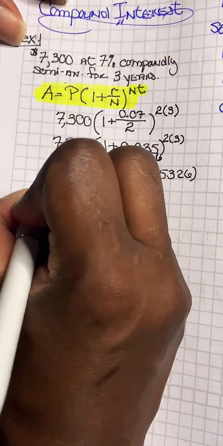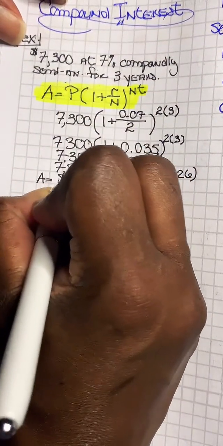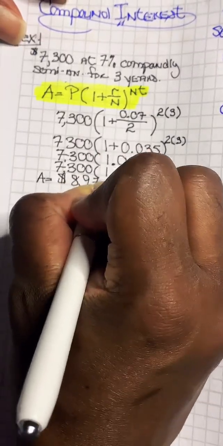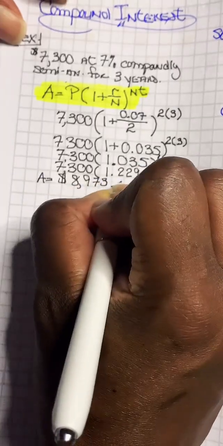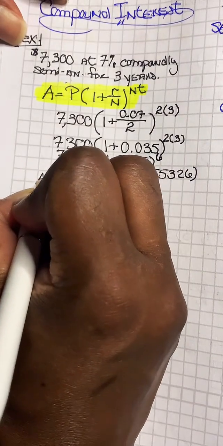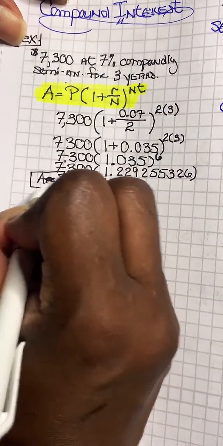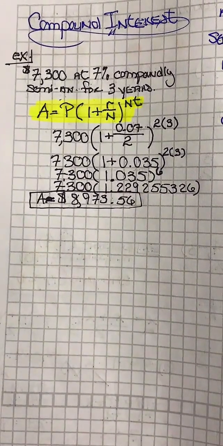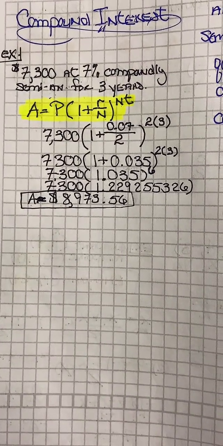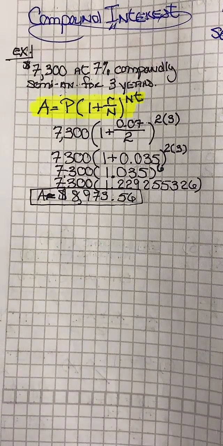So your A is going to equal $8,973.56. And I shouldn't say equals, I should say approximately, because we did do some rounding. But when I do these, I like to do my rounding at the end. Okay, all right, you see it? Good, Jimbo, good.